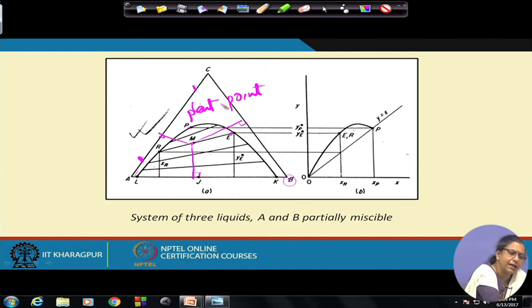When it is inside the triangle, it comprises all the three components. When it is along the sides of the triangle, it comprises two components, and when it forms any particular apex of the triangle, it refers to that particular pure component.